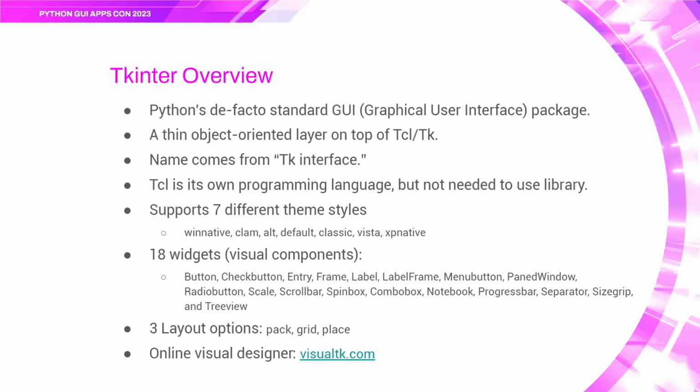It supports 7 different themes and styles: Win Native, Clam, Alt, Default, Classic, Vista, and XP Native. There are 18 different widgets, visual components: button, check button, entry, frame, label, combo box, notebook, size grip, and tree view. And there are 3 different layout options: pack, grid, and place. And then again, there's the online visual designer that we looked at, Visual Tk.